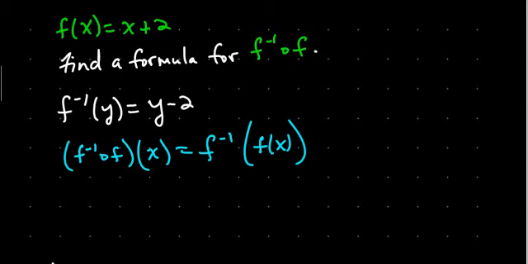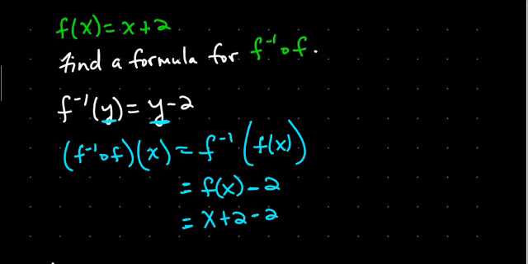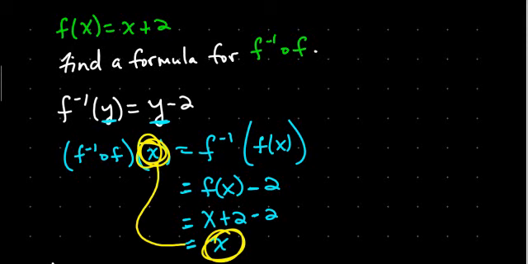Well, f inverse says whatever you put in me, put it there. So that equals f of x minus 2, which equals x plus 2 minus 2, which equals x. Again, I can't say how important this is: the composition of two inverse functions yields the identity function. That is, you put in x and it puts out an x. That is, this is I of x equals x.